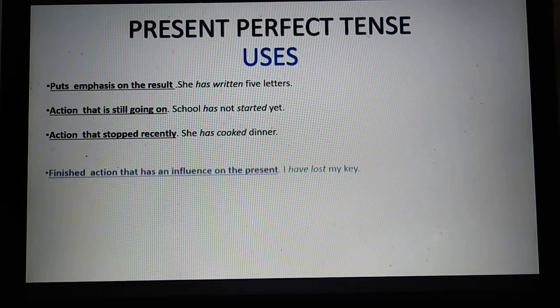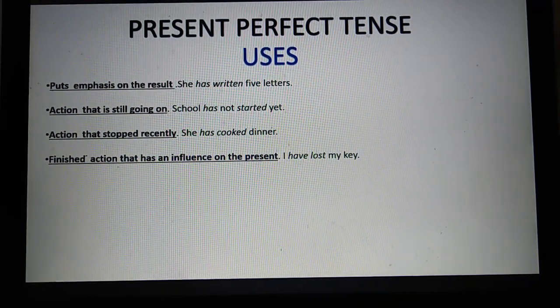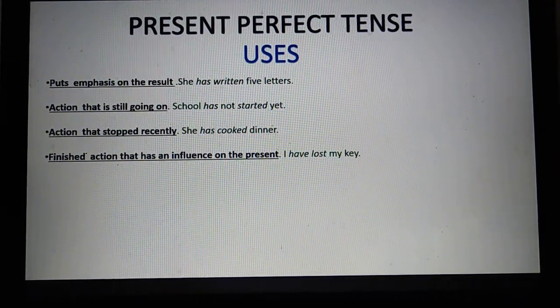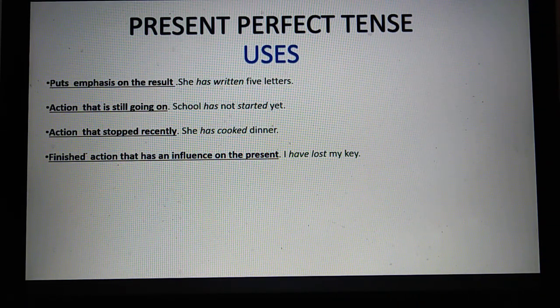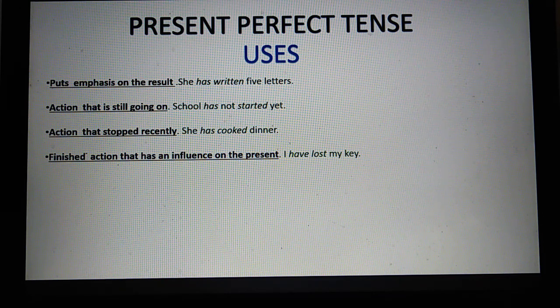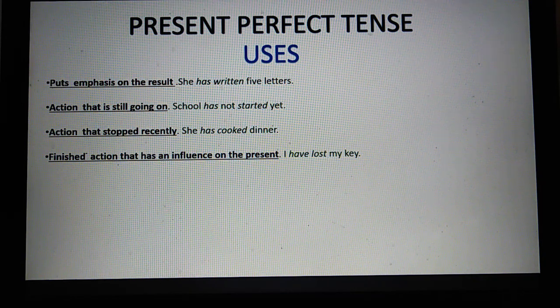Then we have finished action that has an influence on the present. I have lost my key. What is the influence here? It's that I cannot open the door. I cannot open my door and I don't have my key. So the action of losing the keys has influence on the present. I am out, or I am locked out of my house.